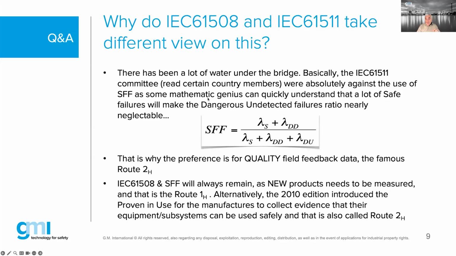that mathematical geniuses, when you look at this formula, the safe failure fraction is a ratio reflecting the dangerous undetected failures hidden away in your subsystem. This symbol is called lambda. When this failure rate, lambda dangerous undetected, goes low, the ratio of safe failure fraction will start to increase.